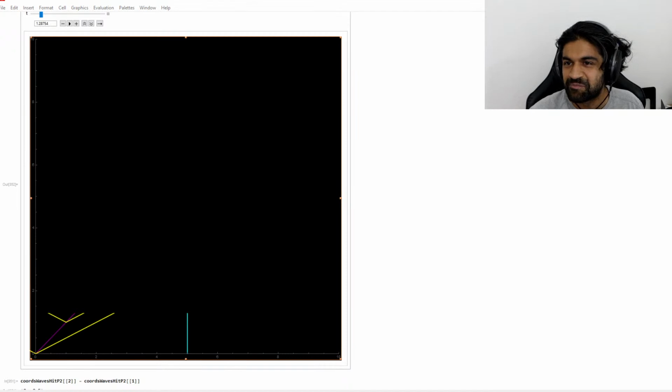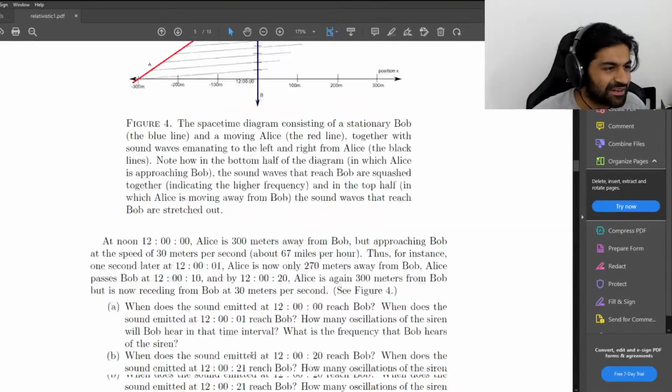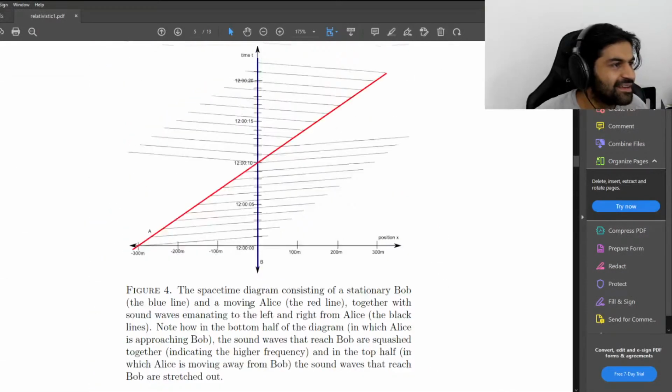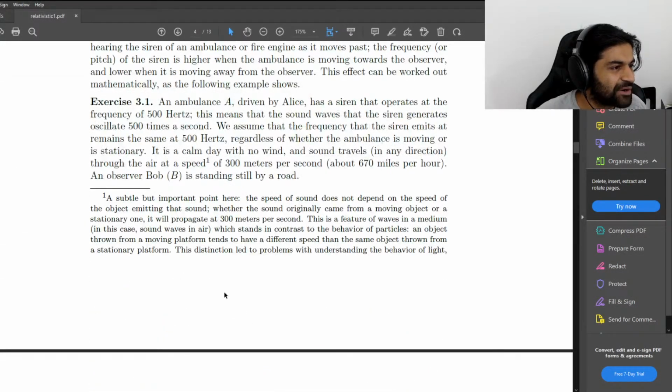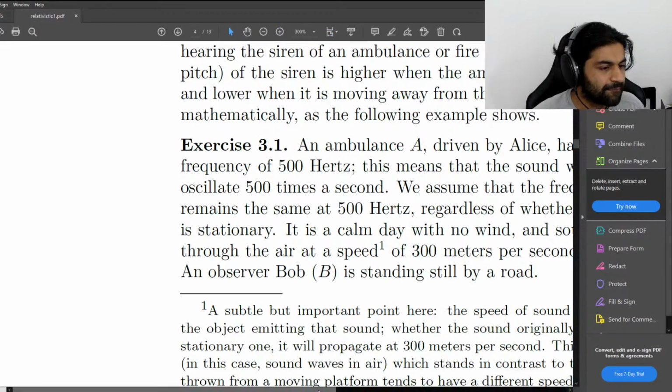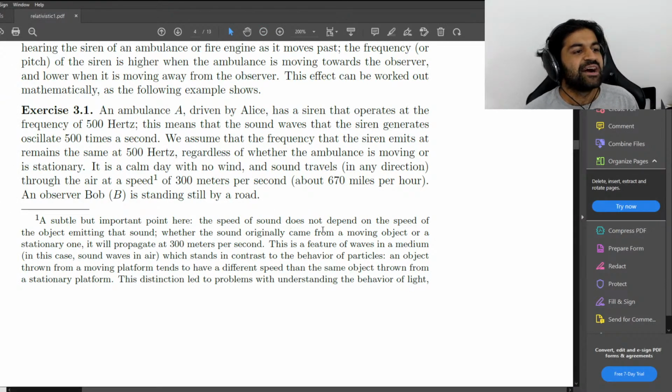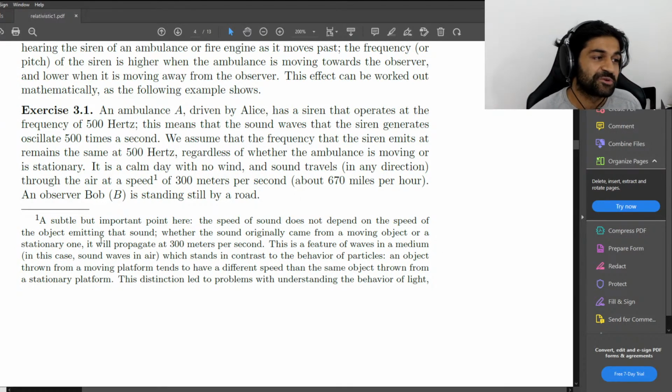In fact, I'll quote the paper. There's a good quote about this in the actual paper. A subtle but important point here. Let me zoom in. The speed of sound does not depend on the speed of the object emitting that sound, whether the sound originally came from a moving object or a stationary one.